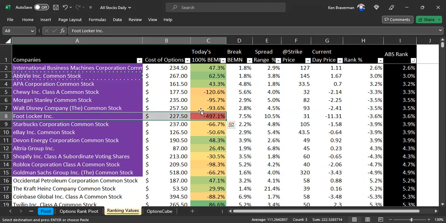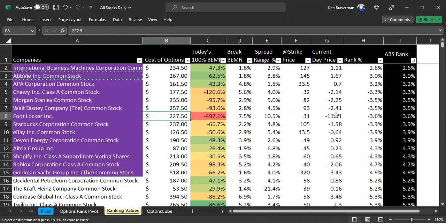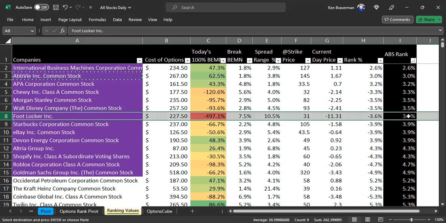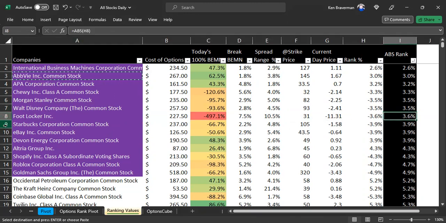So even though I recommended Foot Locker because they're super cheap, they moved 11 bucks on Friday. They'll probably move more than $2 or $3 the rest of the week, but they're also a low share price at only like 30 bucks. So they're not a great pick. This number's low because their share price is low.